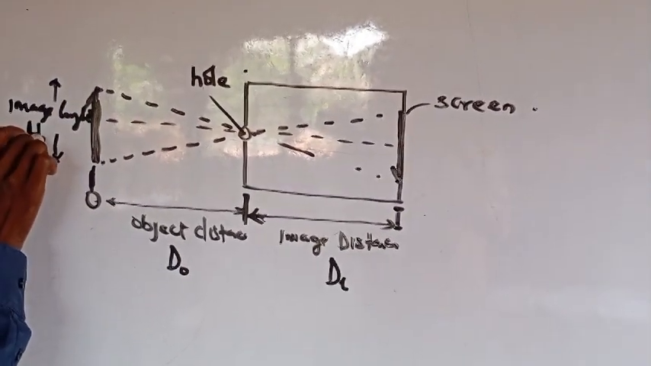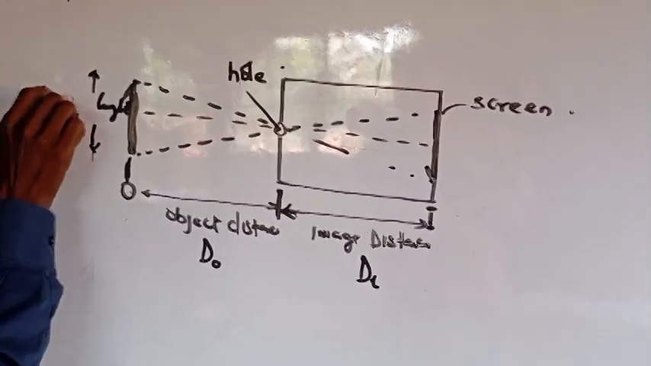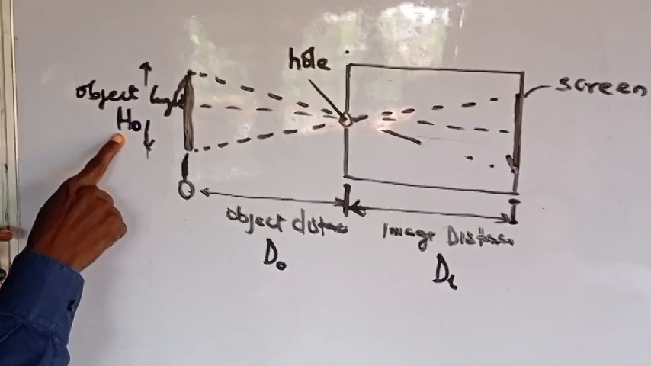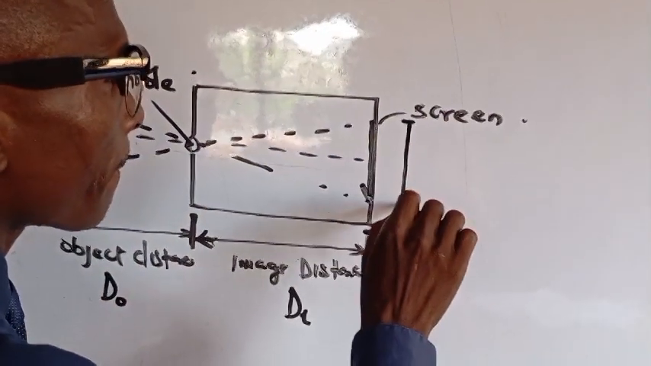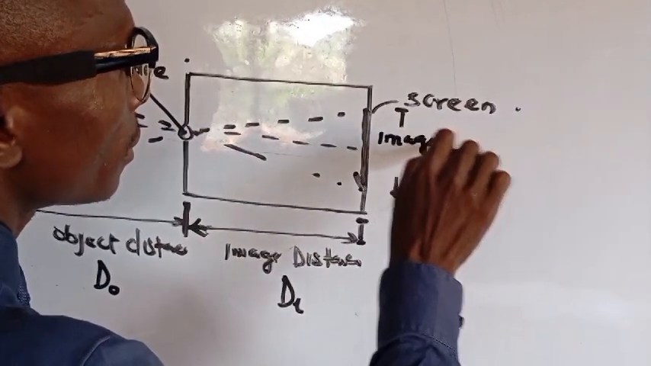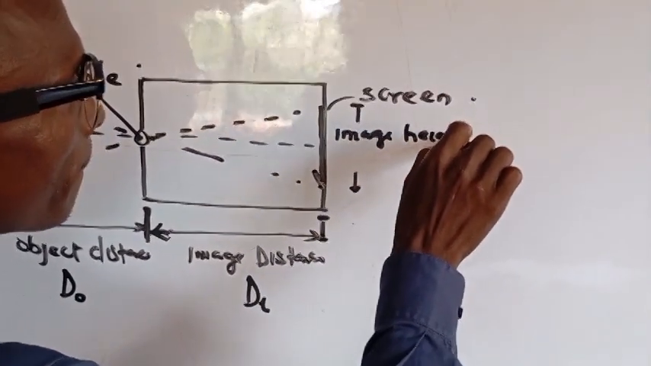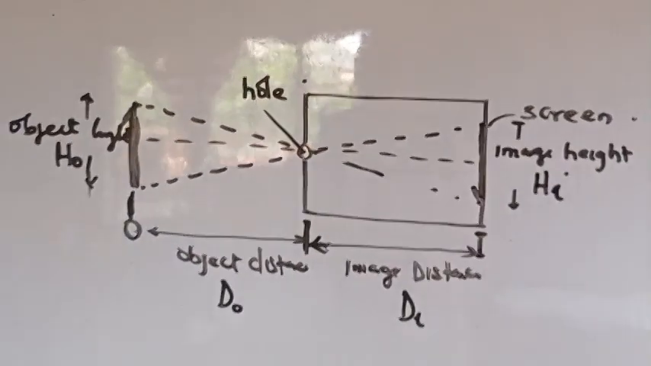Denote it as object height, not image height. Object height, H subscript O. And from here to here, we call it image height. Denote it as H subscript I. Take note of this. We are talking about the pinhole camera.